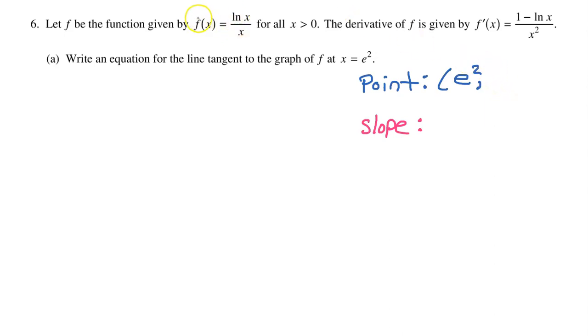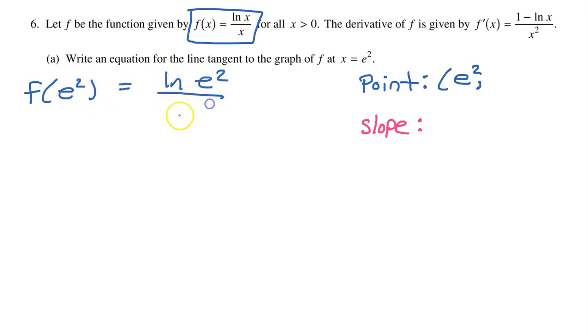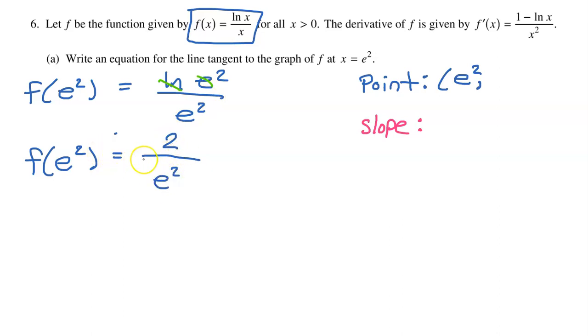We will use the original function to find the y value. So the y value will be f at e squared. So that's natural log e squared over e squared. But natural log and base e cancel each other out. So in the numerator we just have 2. So 2 over e squared. And that's it. This is the y value. So I'm just going to put 2 over e squared. So this is the point.